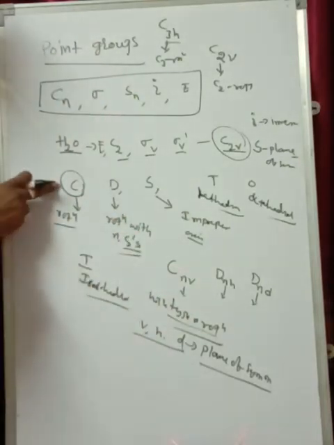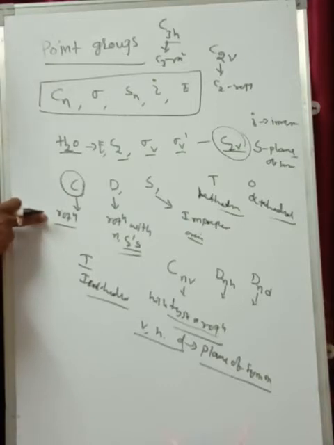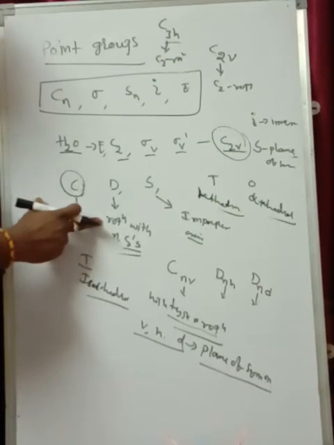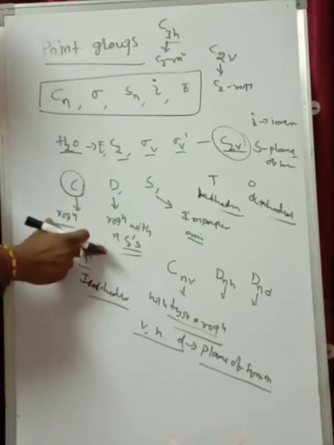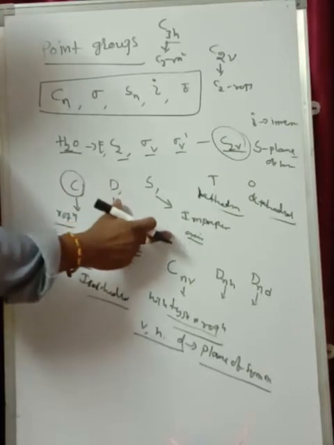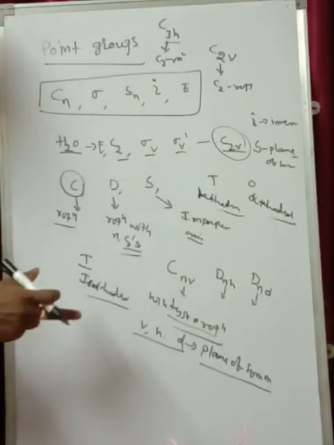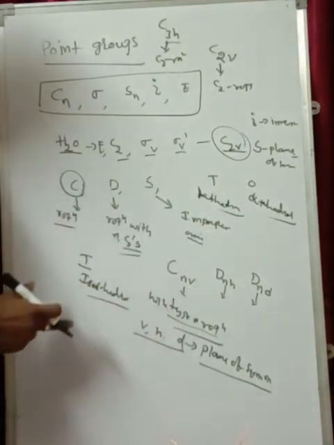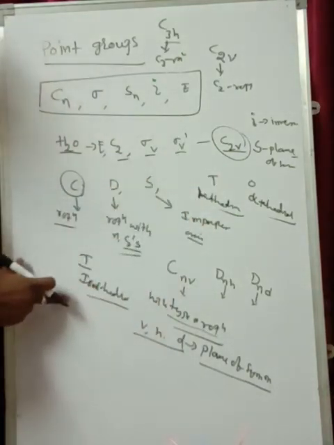If the point group starts with C, it indicates the highest symmetry element is rotation. If it is represented by D, the highest symmetry is rotation with n number of C2s. If it is represented with S, it means the improper axis of symmetry is the highest rotation. And T stands for tetrahedral, O stands for octahedral, I stands for icosahedral.